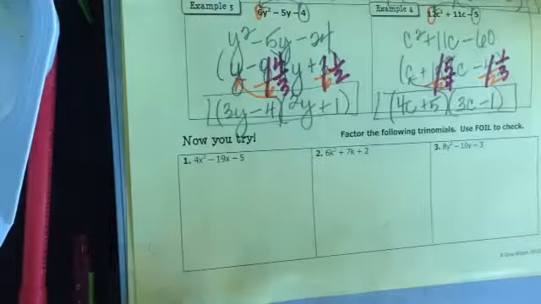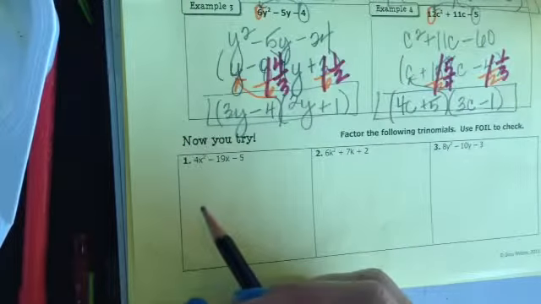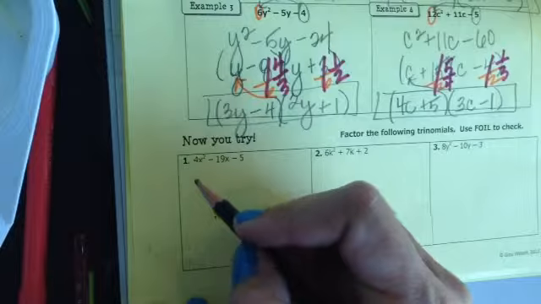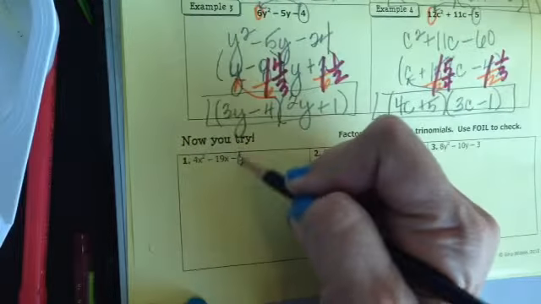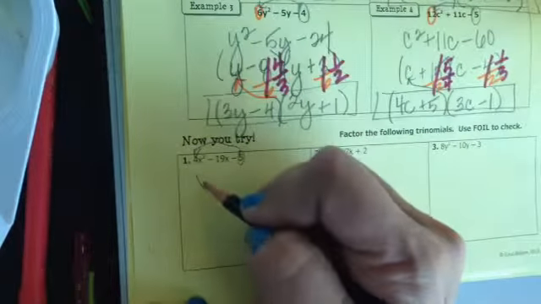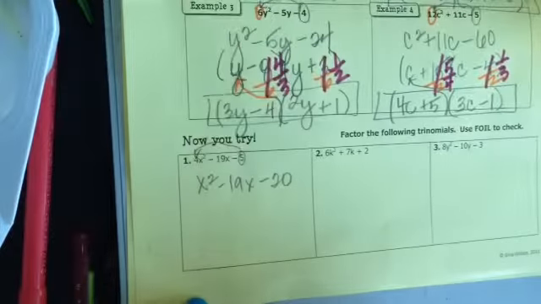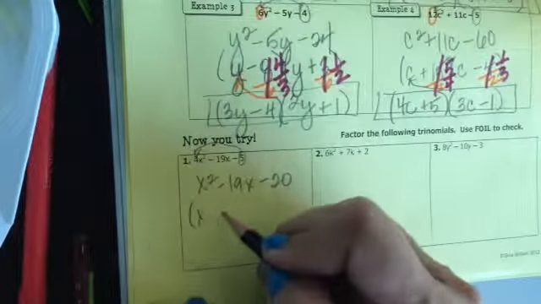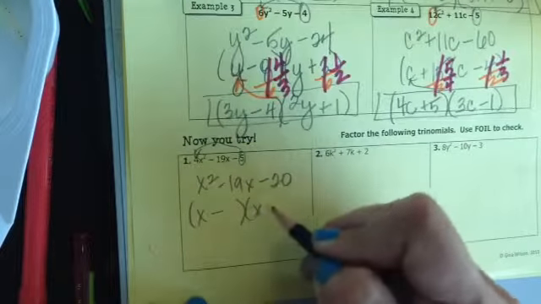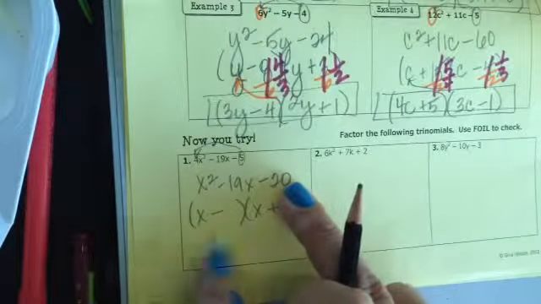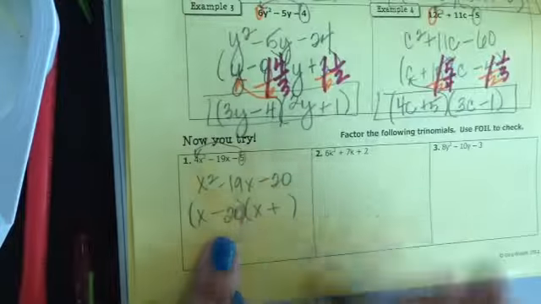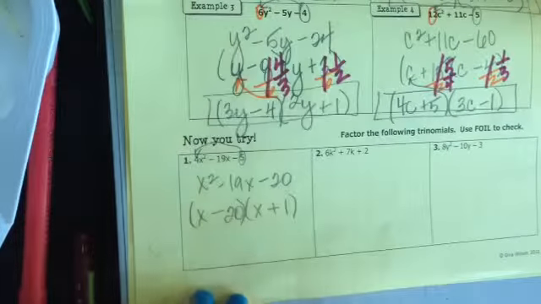All right, so to work on 1 through 4, I'm going to do number 1 and then now you try. We're going to take the 5, multiply it by the 4, and write this as x squared minus 19x minus 20. That would factor into, I need a positive and a negative for 20 that has to add to negative 19. I'm going to put negative 20 and positive 1.